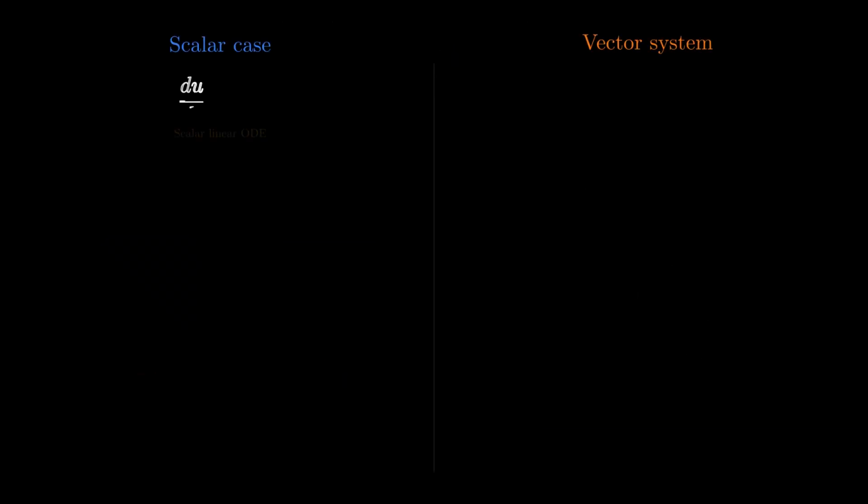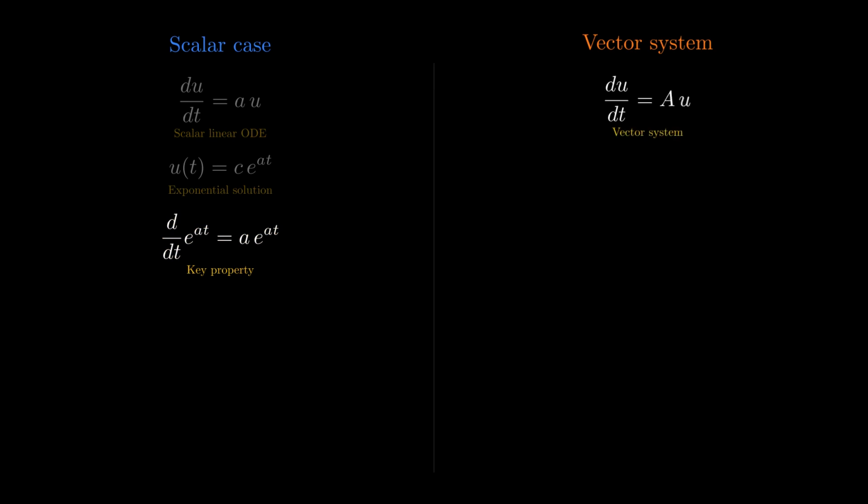Let's start with the scalar case. The equation du/dt equals a times u has the solution u of t equals c times e to the at. Exponentials solve constant coefficient linear differential equations because differentiating an exponential returns the exponential multiplied by its exponent. That is exactly the property we need. So for a vector system, we try the same shape: u of t equals e to the lambda t times a constant vector x.